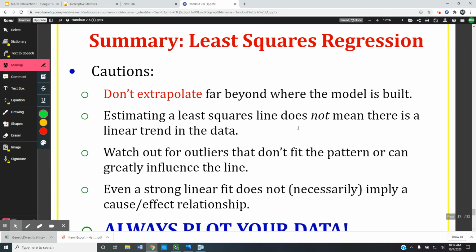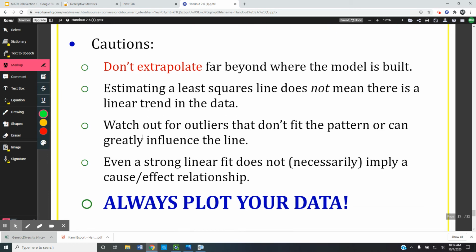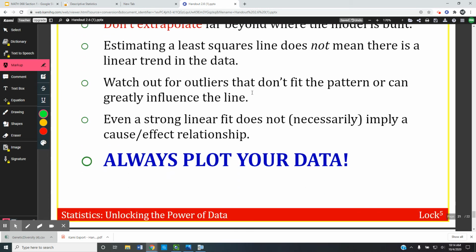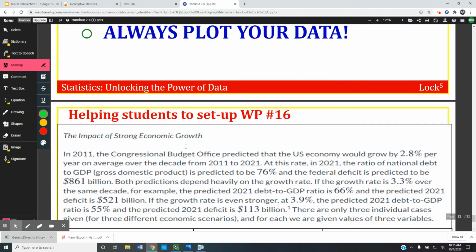Don't extrapolate. In other words, don't go far beyond what the model is built for. Estimating the least square regression line does not mean there is a linear trend in the data, okay? Estimating it does not necessarily mean there's a trend. Watch out for outliers. They will come back and bite you. Even a strong linear fit does not imply a cause-effect relationship. Always look at the data on a screen and see what it looks like.